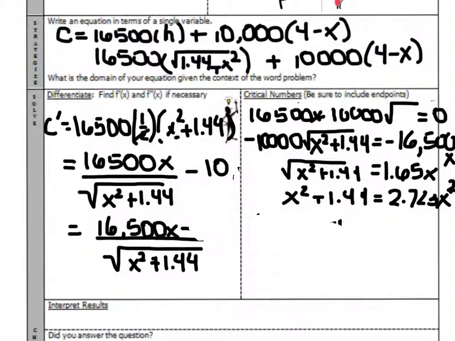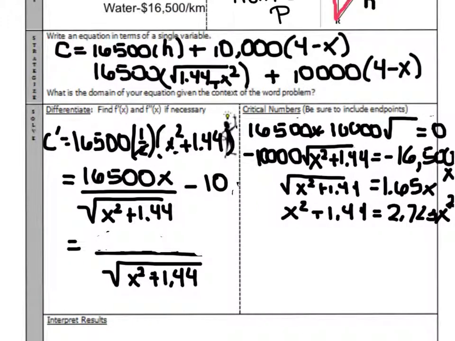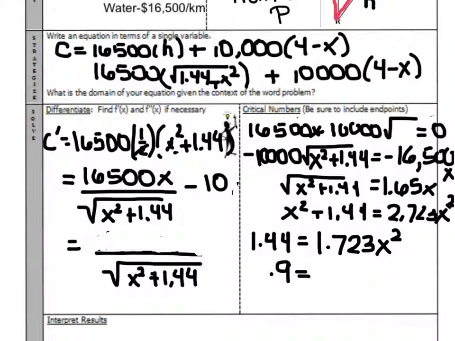Okay, because I took care of the numerator, I set that equal to 0. Now, in continuing, we are going to then subtract x squared. So now I'm back to the pen. 1.44 is equal to 1.723 x squared. Divide by 1.723 and take the square root, and I end up with 9/10 is equal to x. Okay, so that'd be 9/10 of a kilometer is where we would place P.